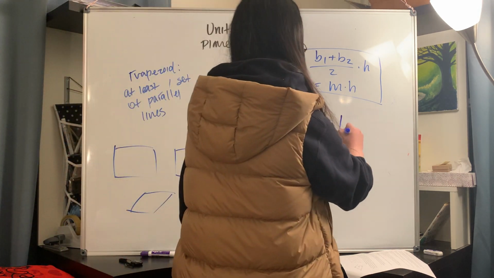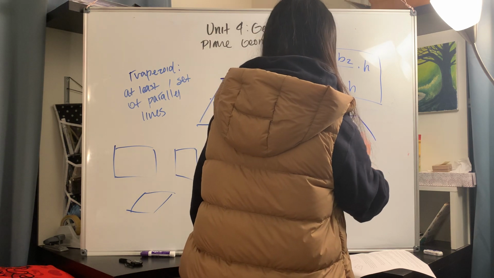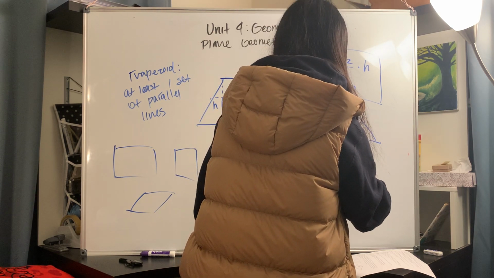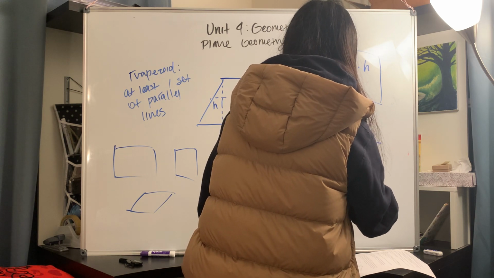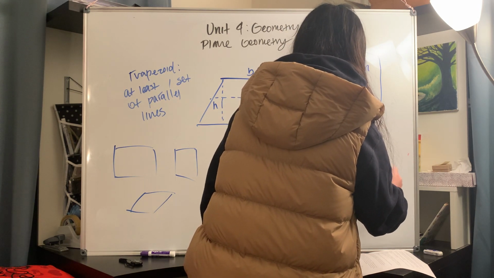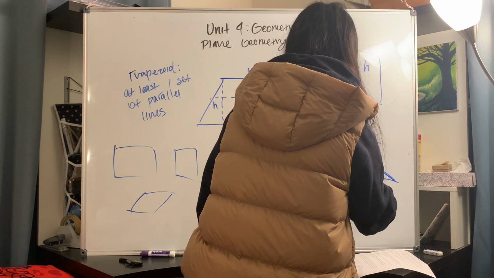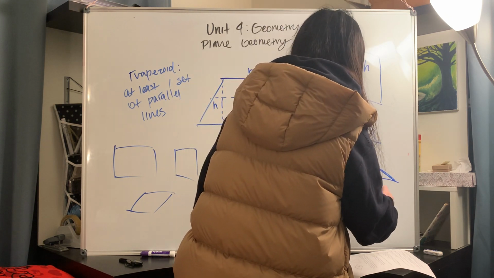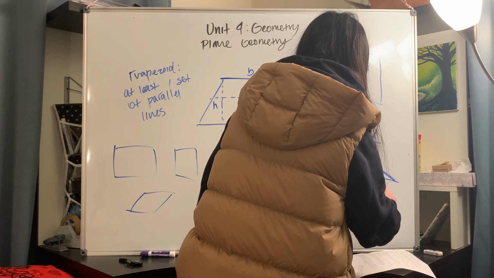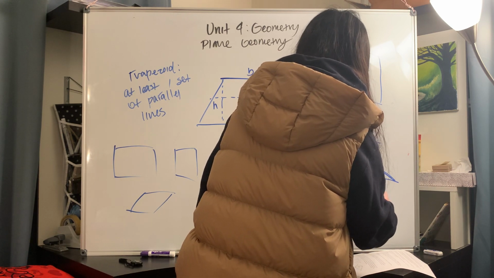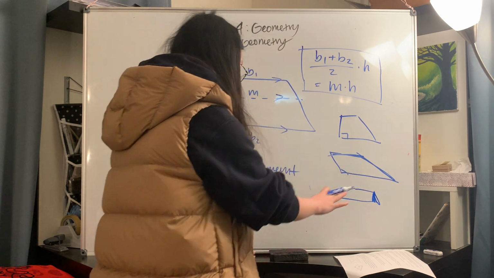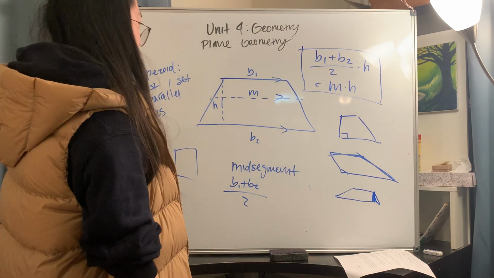Like, here's a right trapezoid. I believe this is also a trapezoid, an obtuse trapezoid. And we can also have an acute trapezoid, although this is kind of looking like a parallelogram. These are kind of my bad drawings of trapezoids.